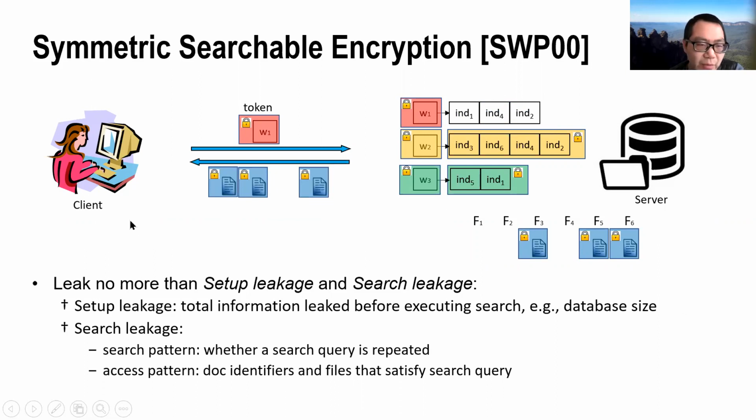To achieve efficiency, we usually allow symmetric searchable encryption to leak some information, but no more than the setup leakage and search leakage. Informally, the setup leakage refers to the total information leaked before executing any search, like the database size. For the search leakage, it usually consists of two kinds of information, the search pattern and the access pattern. The search pattern indicates whether a search query is repeated. And the access pattern refers to the document identifiers and files that satisfy the search query.